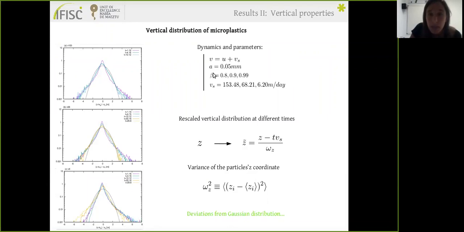We consider these parameters here, which are related to the final sinking velocities of 150 meters per day, 68 meters per day, and 6 meters per day. So we release particles from these three different scenarios with the simplest equation, and we first look at the vertical distribution. For doing so, we rescale the depth, the zeta coordinate, by considering the mean theoretical depth and the variance of this zeta coordinate.